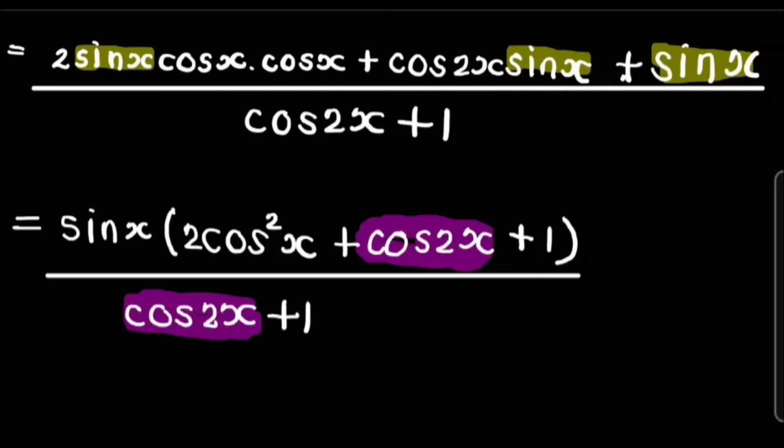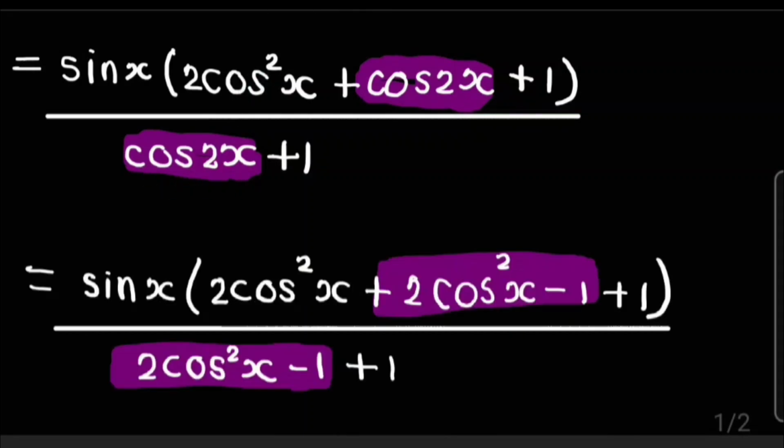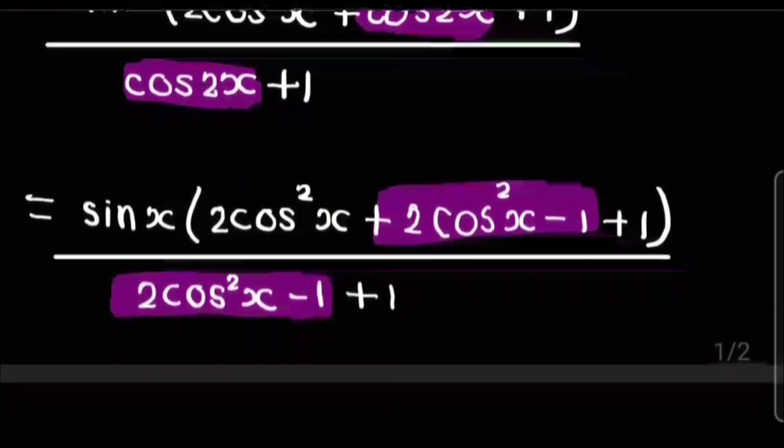Now the next thing we're going to focus on is how to expand these cos 2x. And looking at what we have in the bracket, since there's a 2 cos squared x plus 1, let's expand it as 2 cos squared x minus 1. And I'm going to do the same thing for the denominator. So here I've highlighted my expansion so you can clearly see what we have.